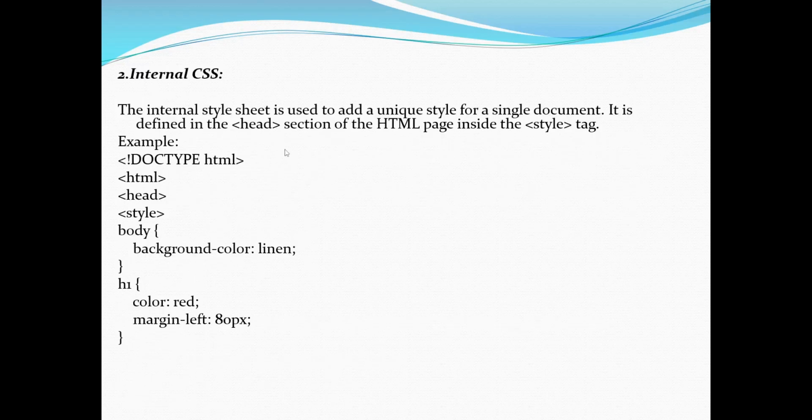The next type is internal CSS, which we have been using till now. We put a style tag inside the head when you want to give a unique styling to your complete document, a single document or single web page. That is when internal CSS comes in use.